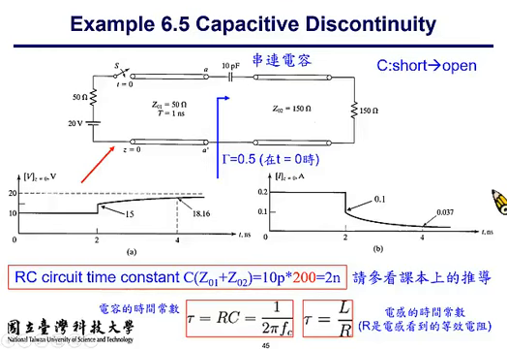Okay, here is another example about discontinuity made of reactive components. In this transmission line, we observe that there is a discontinuity in the middle of the transmission line, and here is a series capacitor. Before the series capacitor, the characteristic impedance of the transmission line is 50 ohm, and the length is equivalent to 1 millisecond of propagation delay.